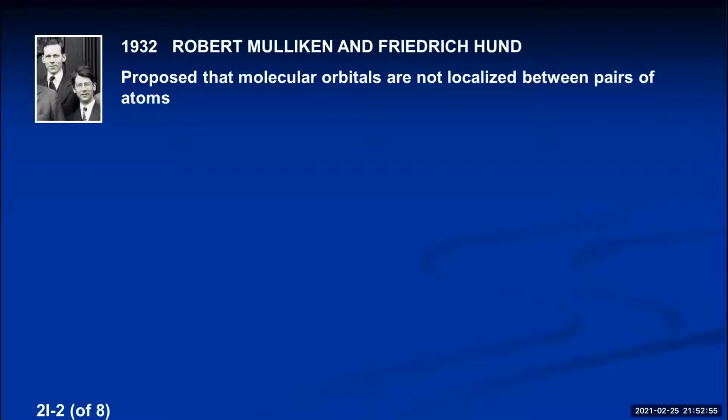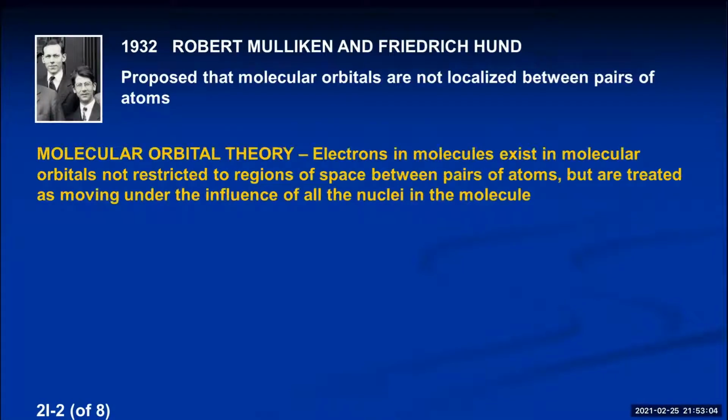And taking a more holistic approach to bonding that Mulliken and Hund are doing gives us what we call today molecular orbital theory. And this is what we're going to work on today and on Monday. So molecular orbital theory essentially is based upon the fact that electrons in molecules will exist in molecular orbitals. Nothing wrong there so far. That's really exactly what Pauling said. Electrons in molecules exist in molecular orbitals. Here we go. But not restricted to the regions of space between pairs of atoms. But they're treated as moving under the influence of all the nuclei in the molecule.